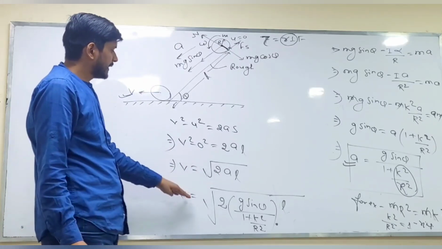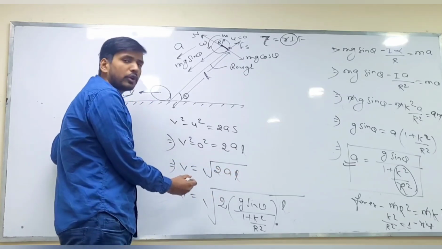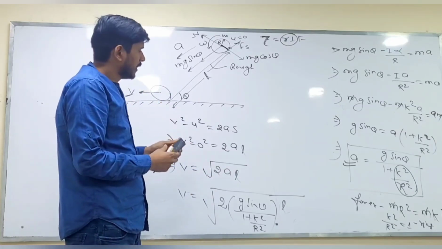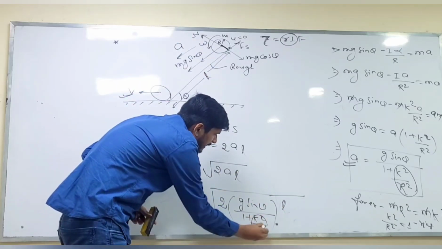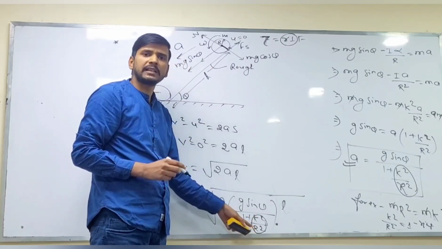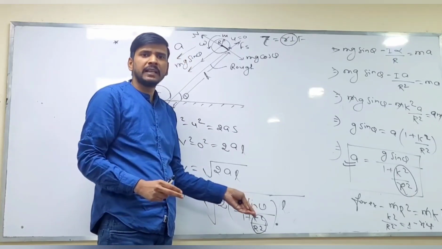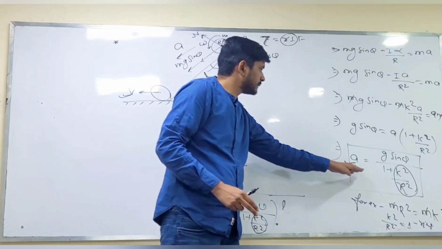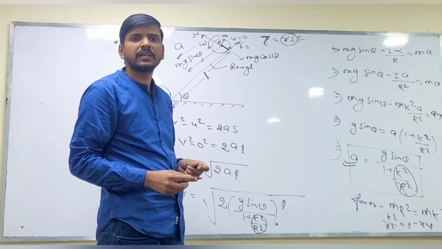We can calculate the velocity of a ring, a disk, a solid sphere. Velocity of all rings is the same. Velocity of all disks is the same. Velocity of all solid spheres is the same, because k square by r square of all rings is the same, and k square by r square of all disks is the same. We can calculate the velocity of a ring and a disk, and check the order of velocity and order of acceleration for different types of bodies: ring, disk, solid sphere, cylinders, etc.